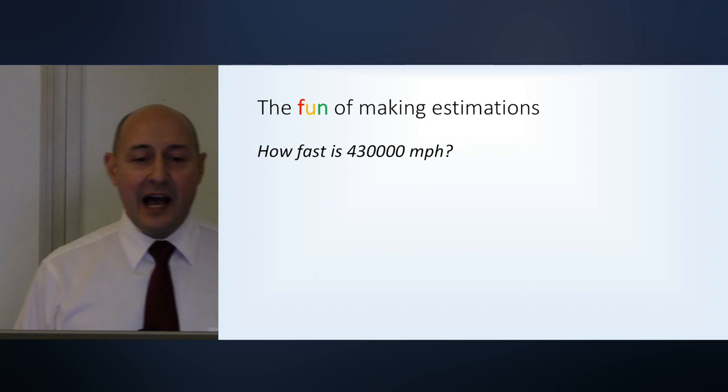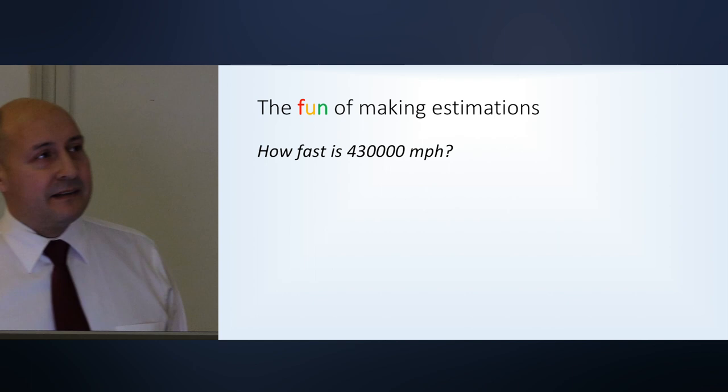All right, how fast is 430,000 miles per hour? Well, of course you may ask now, why are you asking that? Why not 500,000? Why not 1 million miles per hour? So if you are enthusiastic about space exploration, perhaps you know what is related to this number. Somebody? Speed of light. No, light is faster than that, but good try. I like that.